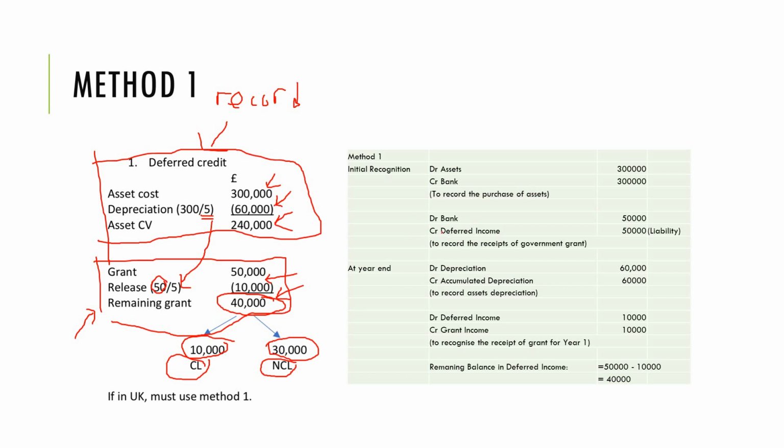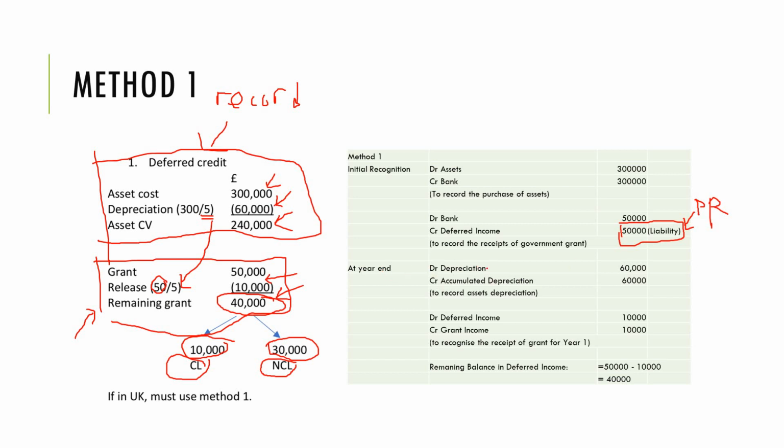Secondly, yes, you receive a grant from the government. So remember, this is your deferred income. You debit bank because you receive money from the government, and credit your deferred income. And this one is your liability. Okay, why liability? It's the same concept as prepaid revenue or prepaid income. Remember, prepaid revenue or prepaid income is our liability. It's like we are owing someone. Okay, at the end of the first year, you have to record the depreciation.